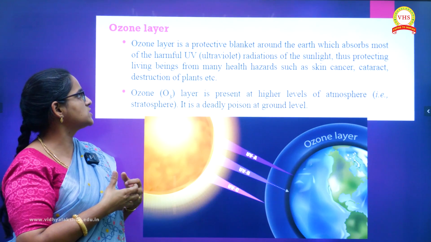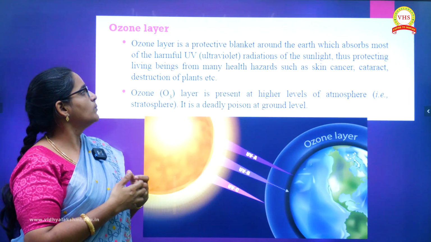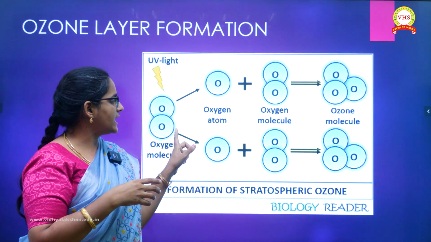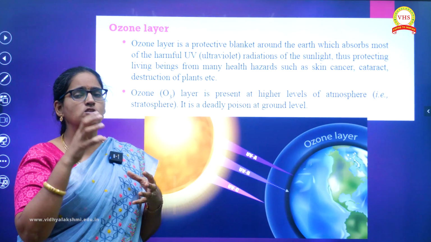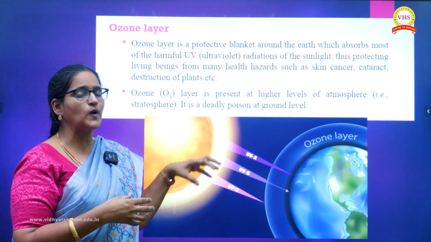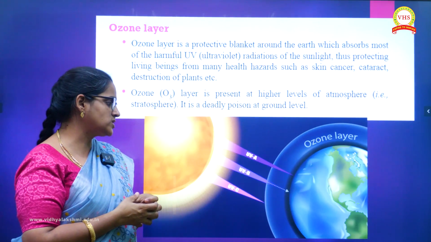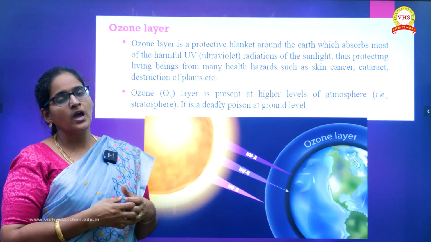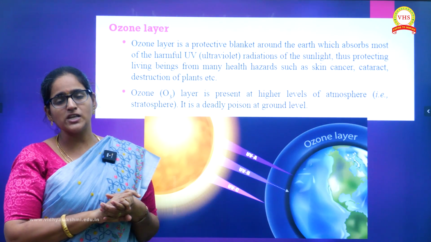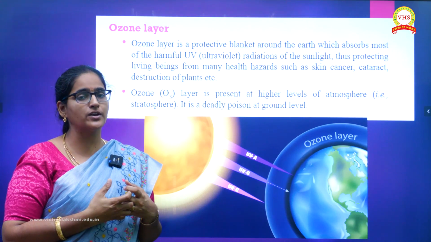Let us see what is happening in this ozone. The ozone layer is a protective blanket around the Earth which absorbs most of the harmful UV radiation of the sunlight. When we say sunlight is falling on our Earth's surface, it is not only sunlight. Along with the sunlight, you have UV radiations passing on to our Earth's surface. If you categorize, we have three types of UV radiation: UV radiation A, B and C. All three are falling over our Earth's surface, but UV radiation A is more dangerous compared to the others because of its high penetration power.